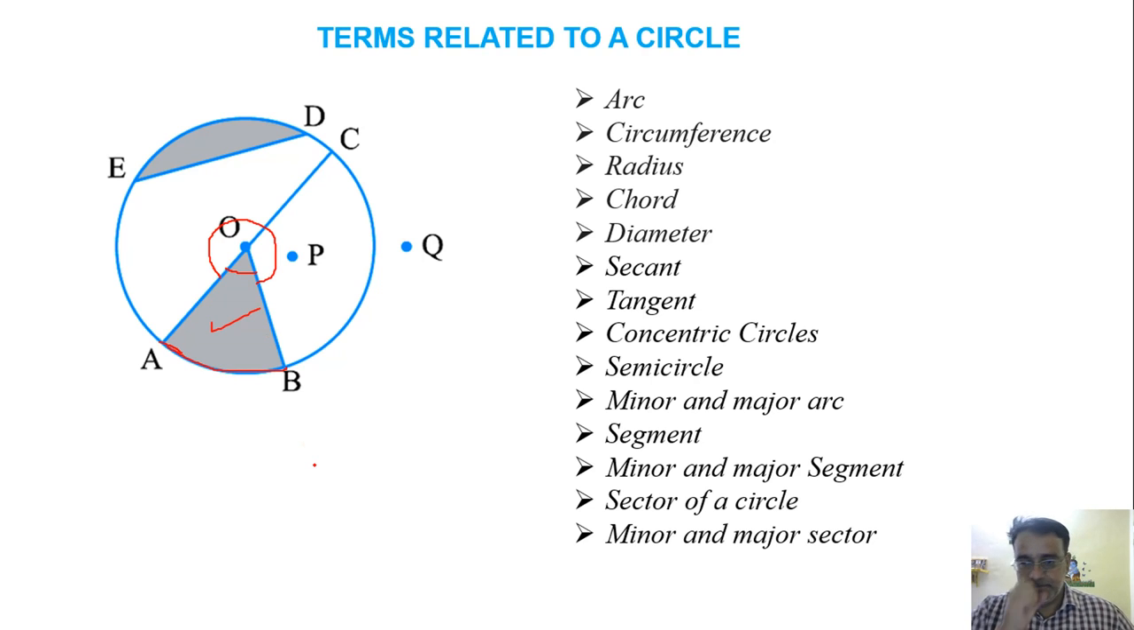Any doubt in these terms related to circles? Okay, now congruent circles. Two circles are said to be congruent if their radii are equal. Congruent circles imply the radii of those circles are equal. And conversely, if the radii of two circles are equal, they are congruent.